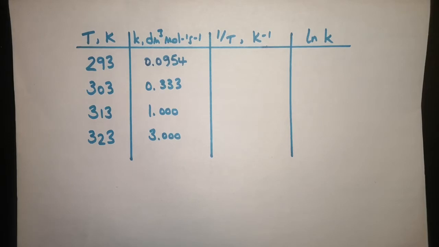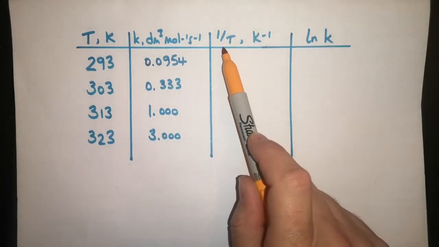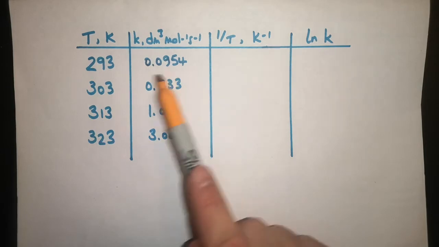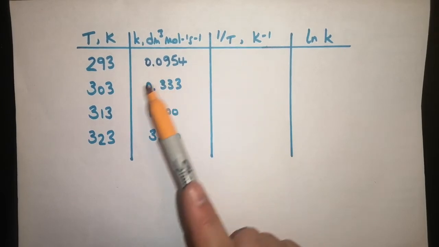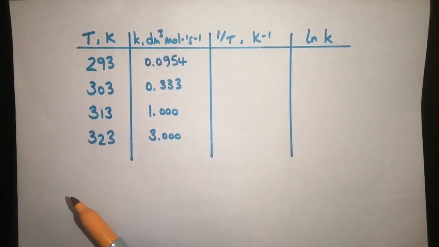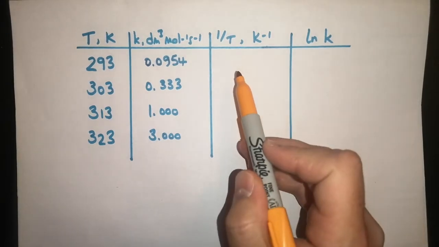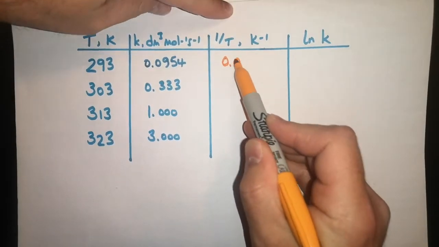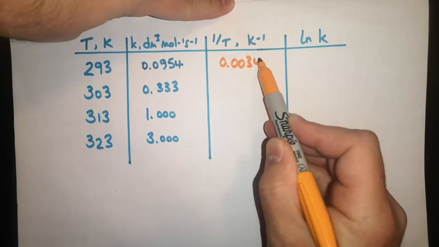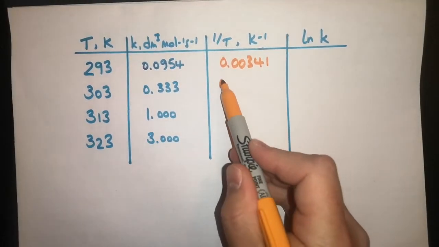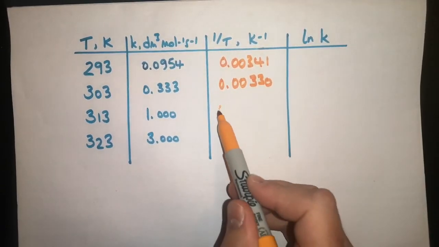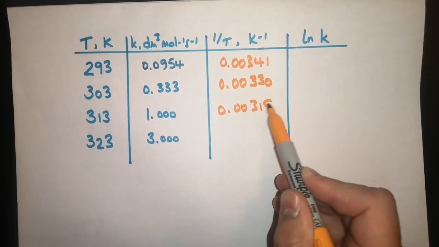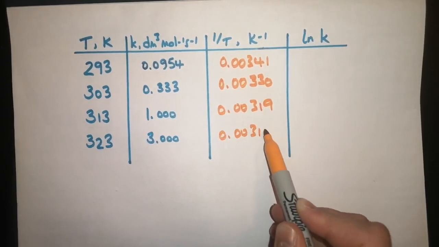So what we need to do in order to do our Arrhenius graph is calculate 1 over T and ln k for each of these data points. So let's do that. So 1 over T, just simply 1 divided by the temperature in Kelvin in each case. So for the first one, you would get 0.00341. For the second one, 0.00330, 0.00319, and 0.00310.